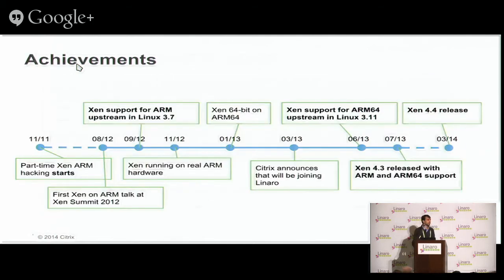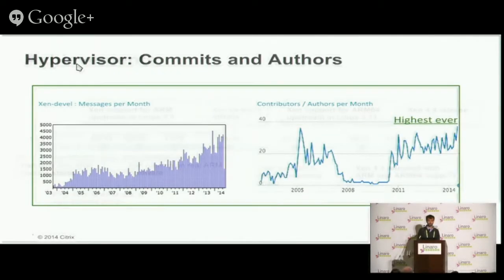Right, so the port to ARM started at the end of 2011. We already achieved several important milestones, including having Xen support for ARM v7 in Linux upstream, and Xen support for ARM v8 in Linux upstream. We also made 2 releases of Xen with ARM support, ARM v7 and ARM v8 support. And we're about to make a 3rd release.